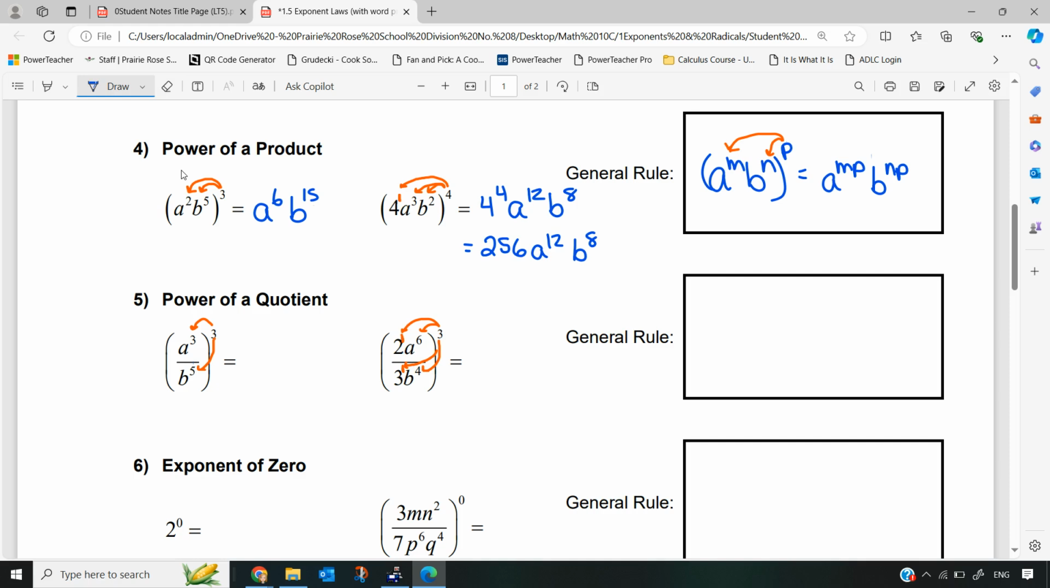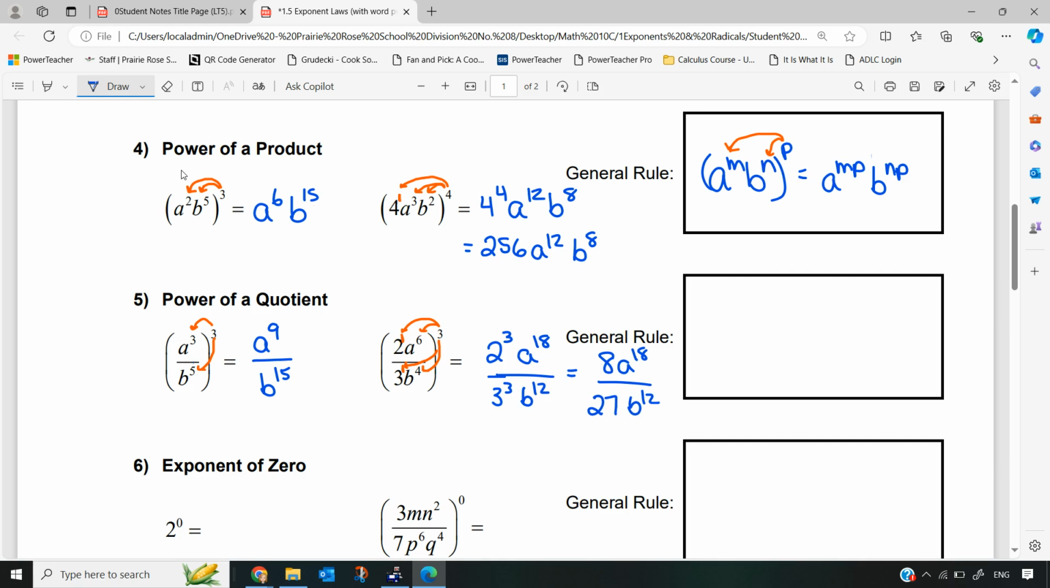So here we would have a to the 3 times 3, so a to the 9, and on the bottom or in the denominator we have b to the 5th raised to the 3rd power, so b to the 15. And with the number here we have 2 to the 1 raised to the 3rd power, so 2 cubed, a to the 6 times 3, so a to the 18, and then we have 3 to the 1st raised to the 3rd power, so 3 cubed, and then we have b to the 12, so 4 times 3 is 12. And once again, you can go through and simplify. 2 cubed is 8, so we're going to have 8 a to the 18. And then on the bottom, we've got 3 cubed, which is 27, 27 b to the 12.